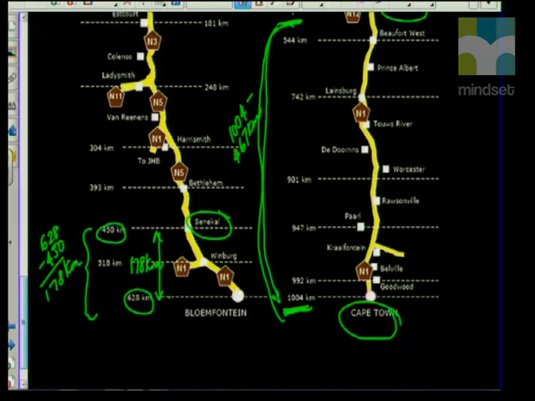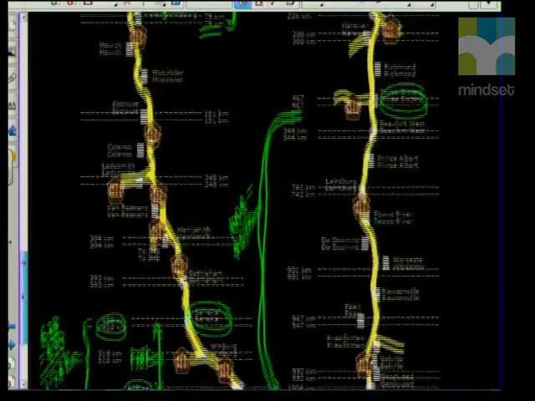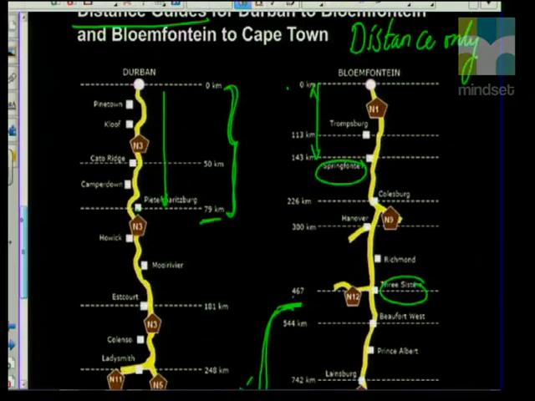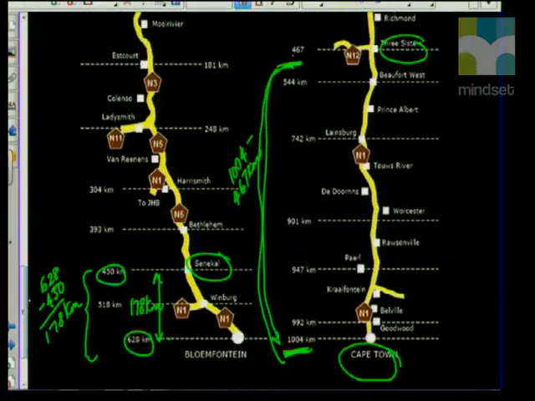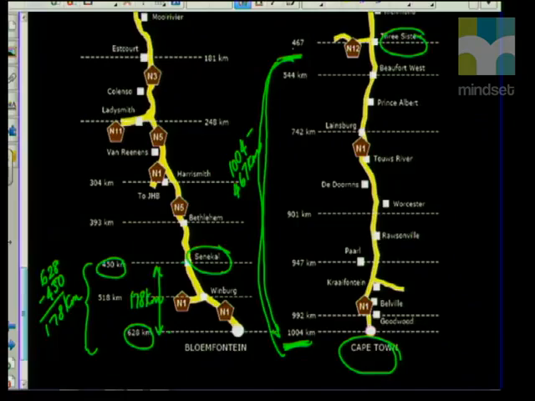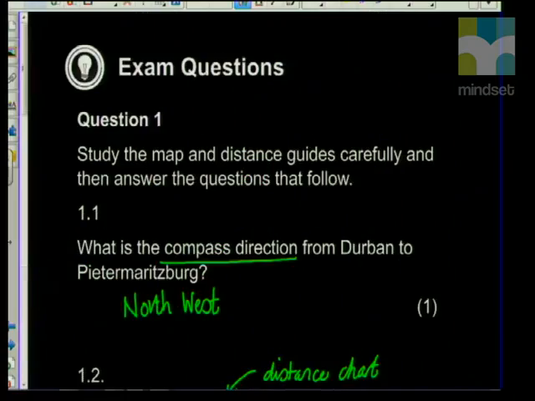And then if I look on the other side, from Bloemfontein to Springfontein, that's a lot easier because it's 143, because I know from Bloemfontein 0 and to Springfontein it's 143. But that doesn't answer the question. We wanted to work out how far it was from Senekal to Springfontein. So I would then need to add those two values up. So let's go to the question and do that.